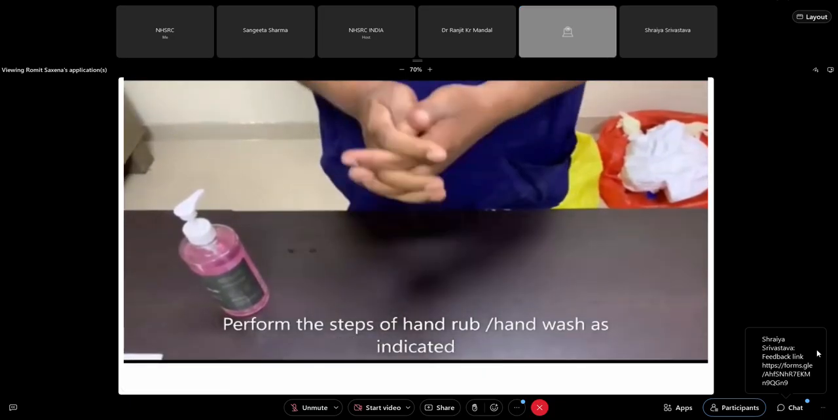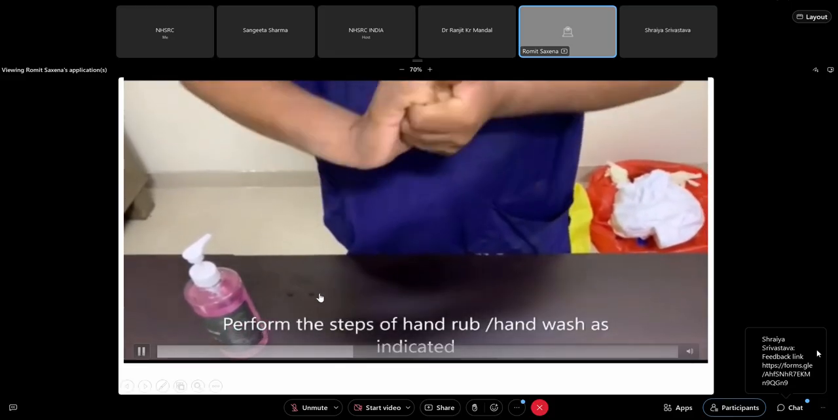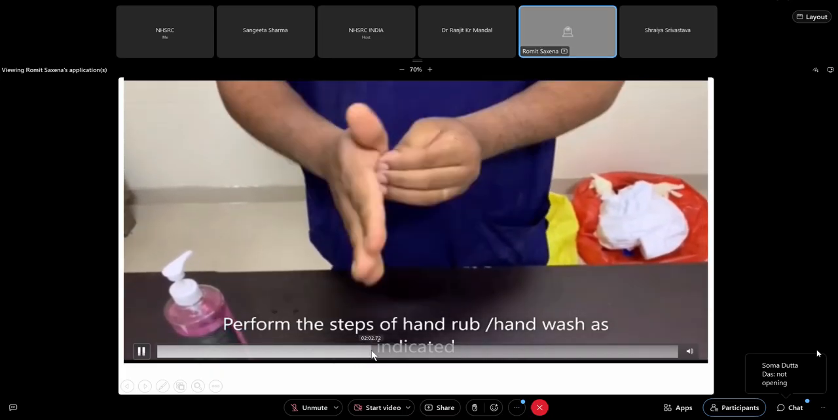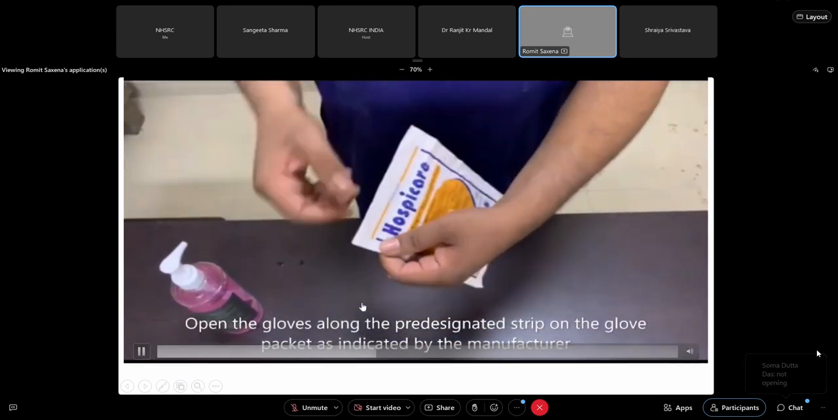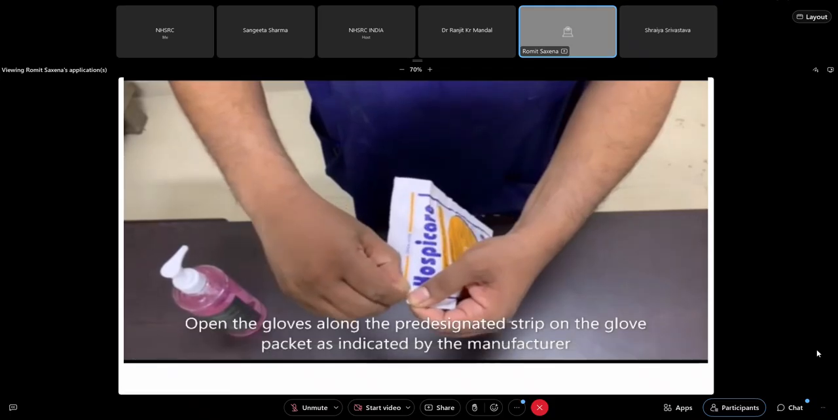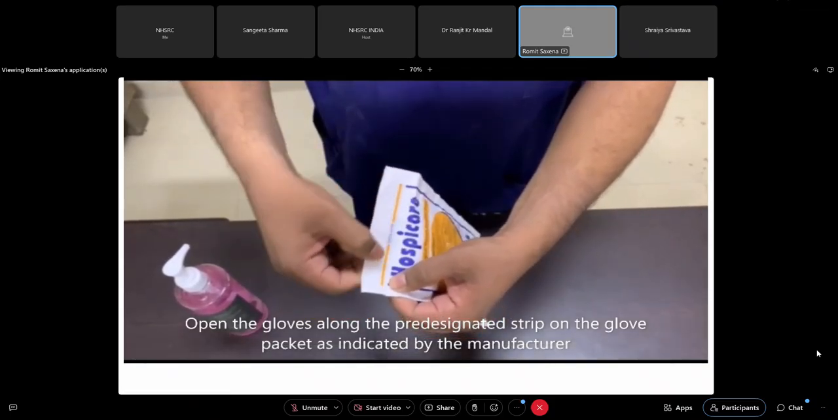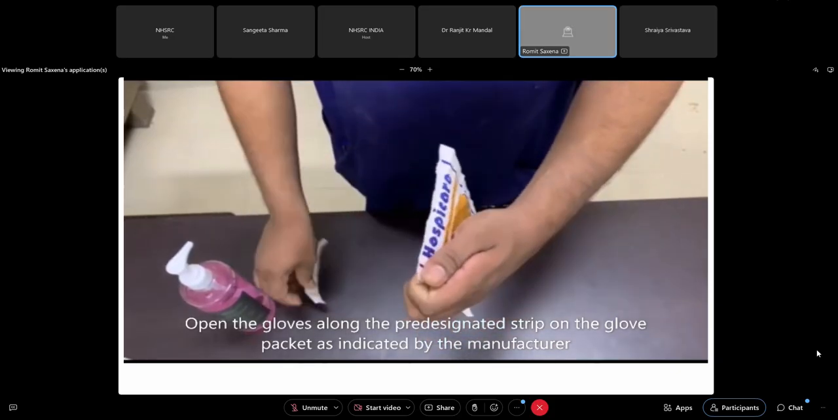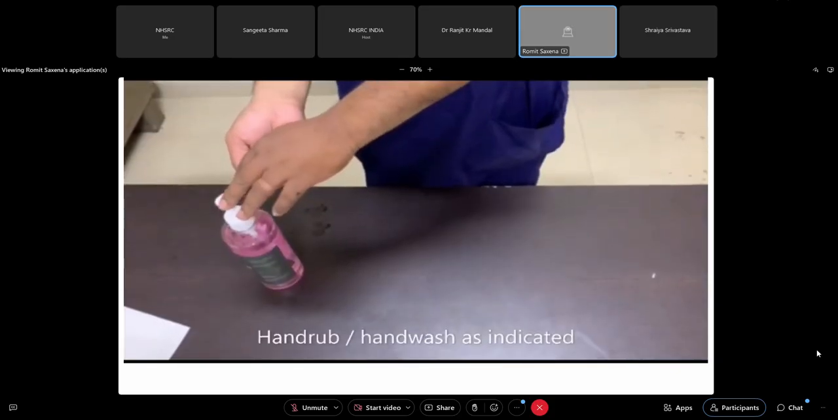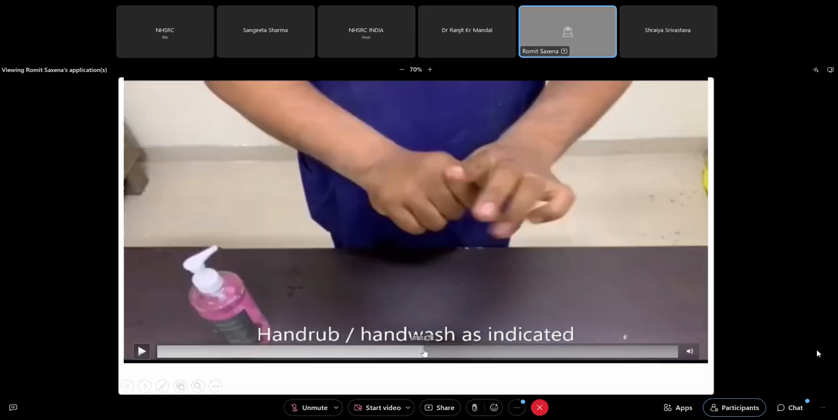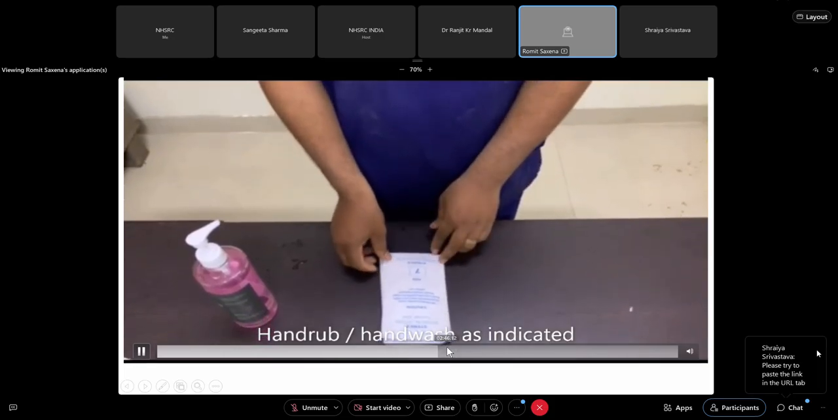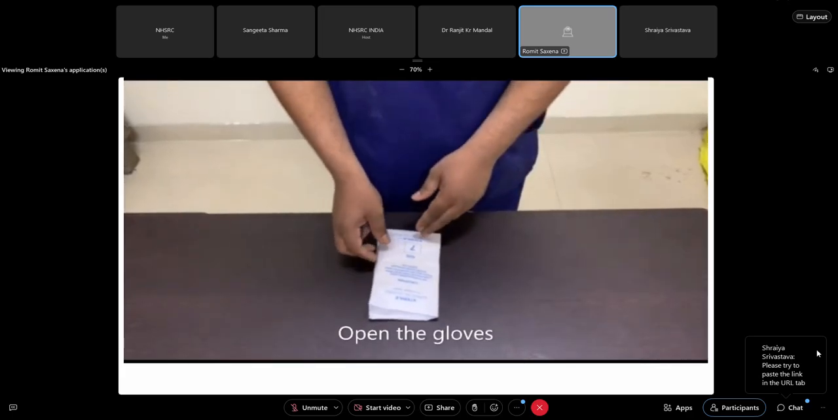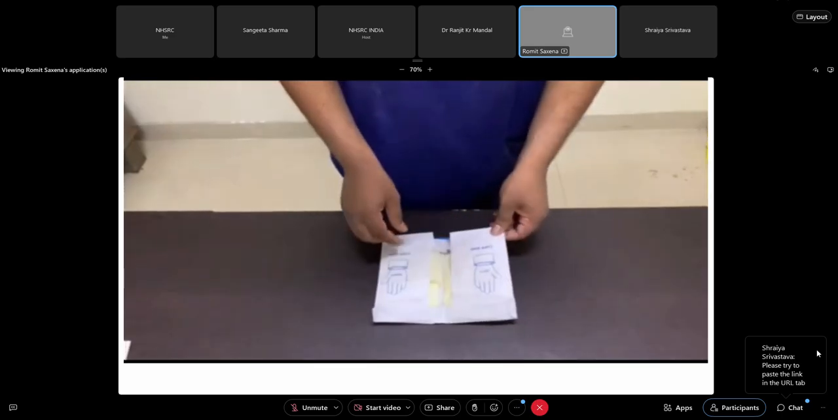See, he did a hand rub and hand wash first before wearing gloves. He did all the steps of hand hygiene. Then see, open the gloves along a pre-designated strip. Often I've seen they just tear the glove and the glove falls down, becomes unsterile. Then wash your hands again. Now put it on a clean surface. Open the gloves. How you open the glove is, see, choose your hand size first.